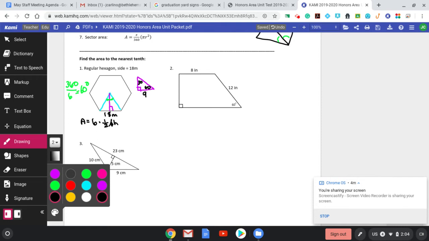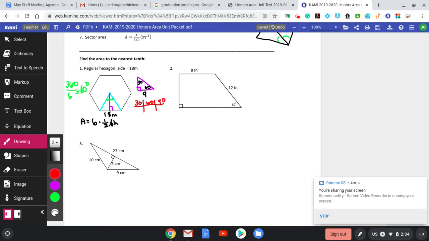Not making this too messy, but here we go. 30, 60, 90. I warned you this is probably going to be on the test. You've got x, x radical 3, and 2x. The 9 is across from the x. I'm looking for the height, which is across from the 60, so it's going to be 9 radical 3. So I go back to my formula: 6 triangles times 1/2, base of 18 and height of 9 radical 3.